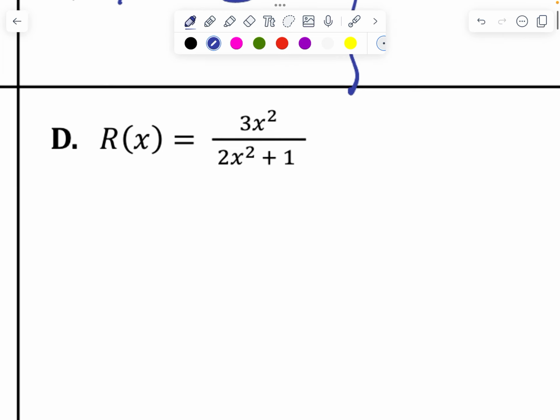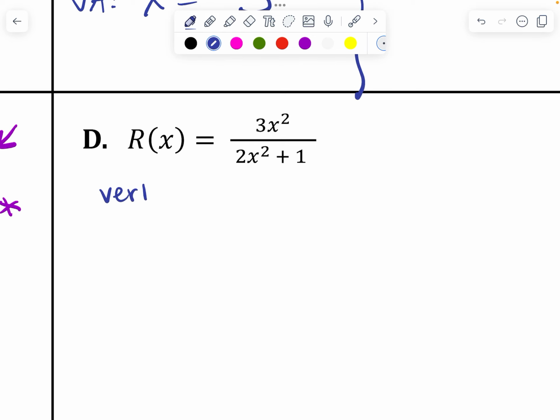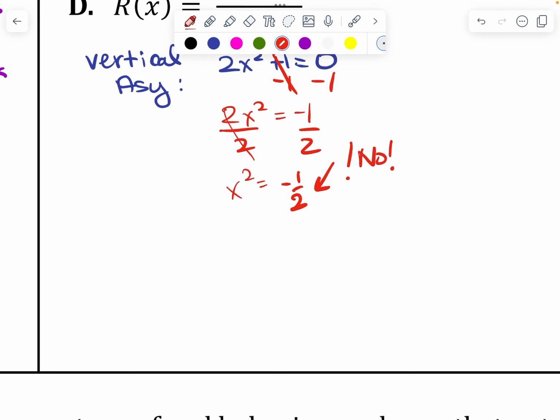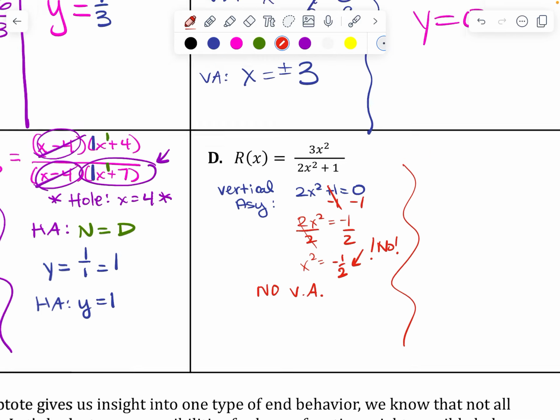Last example. Okay, number 1, again, the vertical asymptote is always set equal to, that's right, hopefully you're thinking it, 0. So we set this equal to 0 and solve. So subtract the 1. 2x squared equals negative 1, divide by 2. But here's the thing, can a squared number equal a negative? No, it cannot. So therefore, this is not possible. Therefore, there's no vertical asymptote because it's not possible.